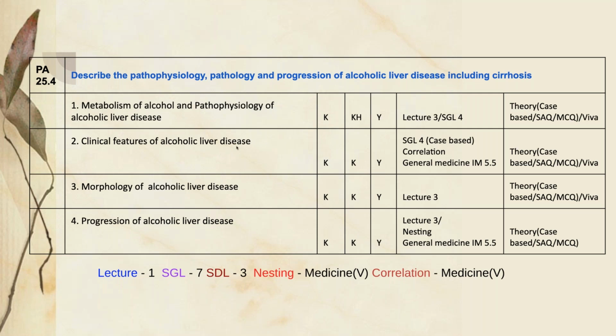Clinical features of alcoholic liver disease, which can be small group learning with case-based correlation with general medicine. Morphology of alcoholic liver disease, probably as a lecture, because there are some pointers and clues in the histology and the gross. And progression of alcoholic liver disease as a lecture, nesting with general medicine. I've given the specific competencies in the general medicine part also. Assessment is theory, bar, viva for all of these.